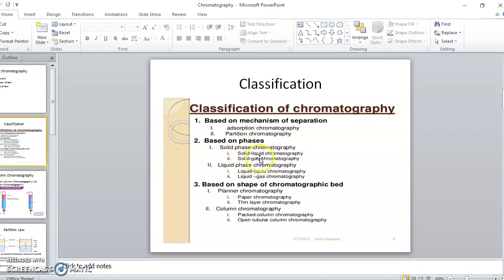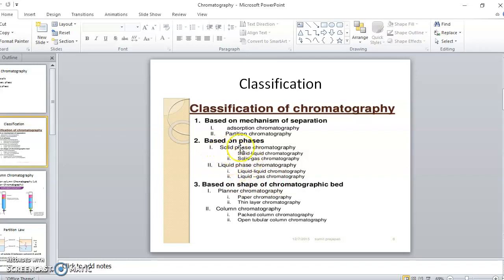Now if the mobile phase is a gas and the stationary phase is a solid, then it is called gas solid chromatography. Now you have liquid phase chromatography. There you have liquid chromatography. Both the phases, the mobile phase as well as the stationary phase, are liquid, hence it is called liquid chromatography. Now if you have the mobile phase as gas while the stationary phase is liquid, then it is called gas liquid chromatography.